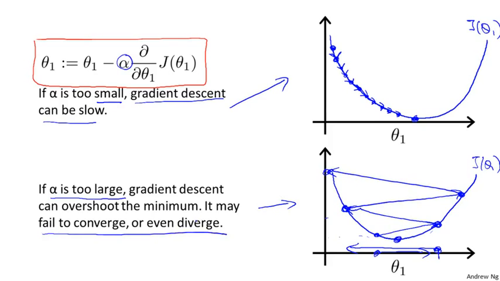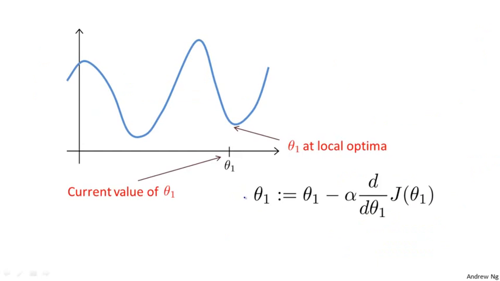Now, I have another question for you. This is a tricky one, and when I was first learning this stuff, it actually took me a long time to figure this out. What if your parameter theta 1 is already at the local minimum? What do you think one step of gradient descent will do? Let's suppose you initialize theta 1 at the local minimum. Suppose this is your initial value of theta 1 over here, already at a local optimum. It turns out at a local optimum, your derivative will be equal to 0.